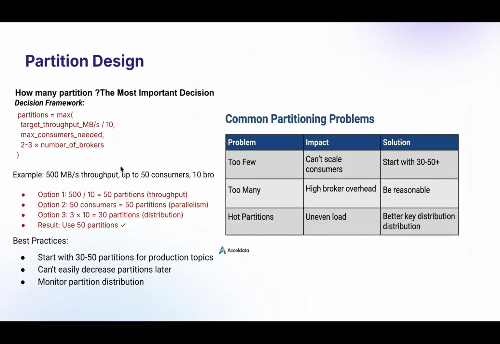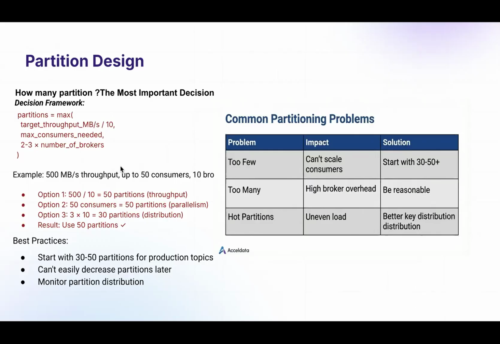Okay, let's discuss that. So this is probably the most important decision, partition design. How many partitions should your topic have? Here's my decision framework. Take the maximum of three calculations. First, target throughput divided by 10. Kafka can push about 10 MB per partition reliably. If you need 500 MB total, you need at least 50 partitions.